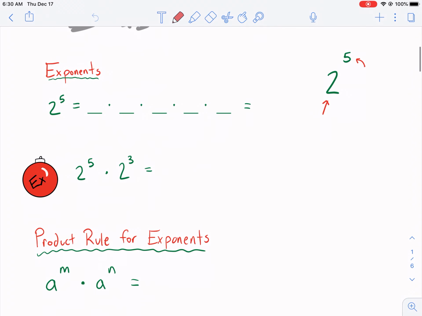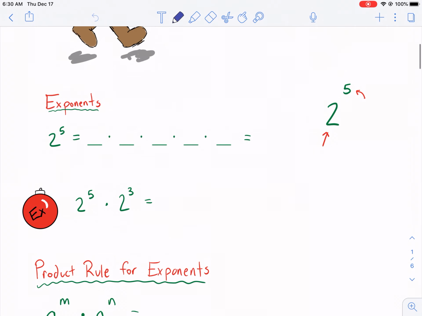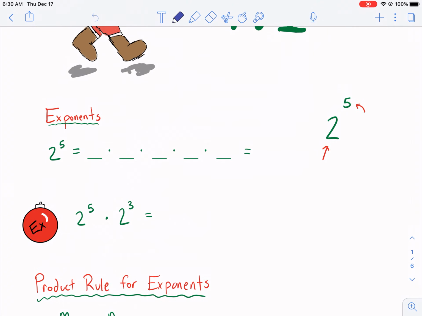Here we're talking about exponents. Now, exponents is just an extension of what addition and multiplication started. As we know, 2 plus 2 plus 2 equals 6. An easier way to write that problem is 2 times 3. That's what multiplication does. Multiplication is just repeated addition.